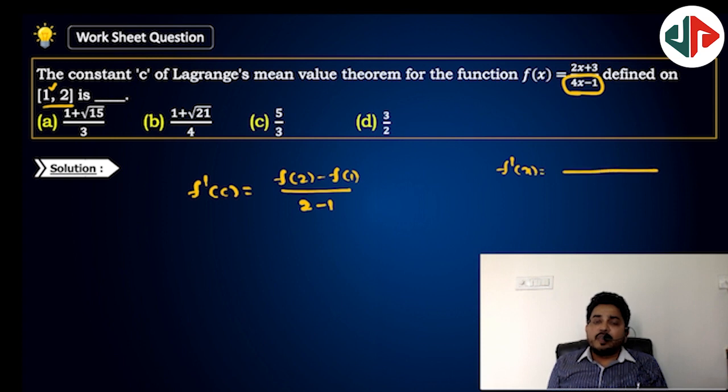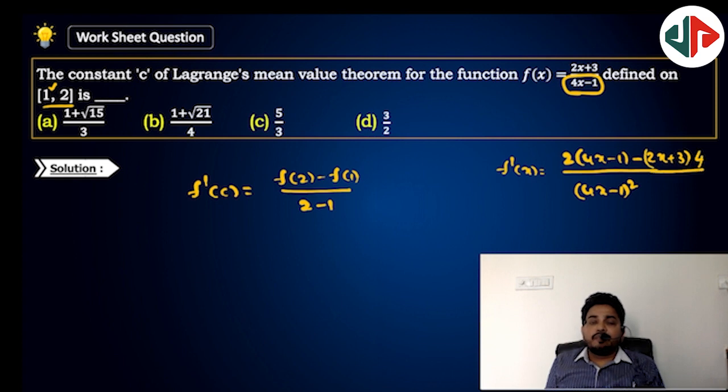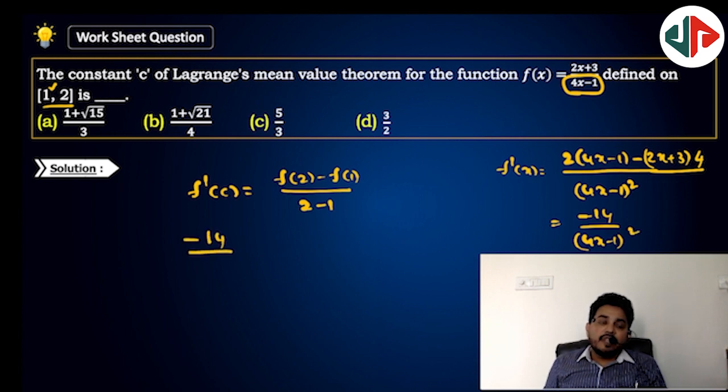f dash of x will be equal to (4x minus 1) whole square and derivative of 2x plus 3, which is 2. So 2 into (4x minus 1) minus (2x plus 3) times the derivative of 4x, which is 4. So 8x cancels, minus 2 minus 12, minus 14 by (4x minus 1) whole square.